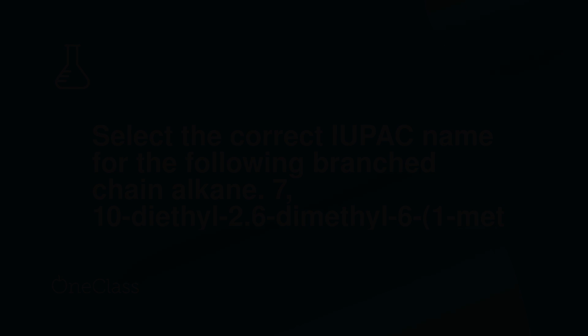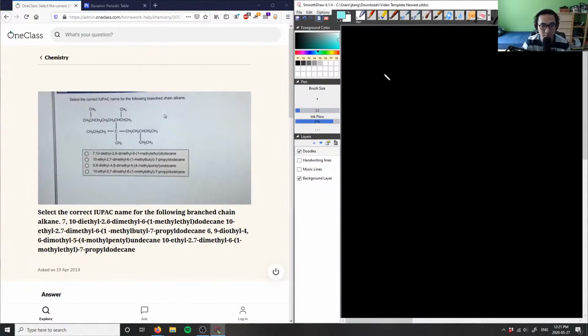Number 4 is to select the correct IUPAC name for the following branched chain alkane. So let me try to write this. Oh, this is a very, very big guy here. Let me do the line diagram instead, because writing the CHs would be kind of tedious here. So let me count 1, 2, 3, 4, 5, 6, 7, 8. 1, 2, 3, 4, 5, 6, 7, 8.